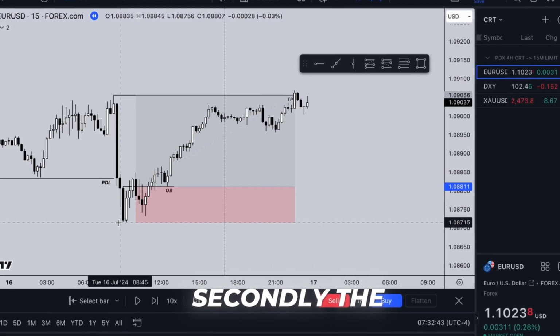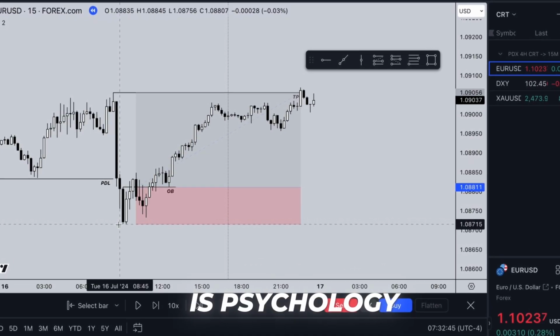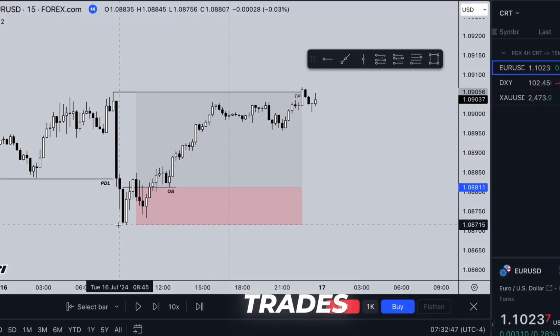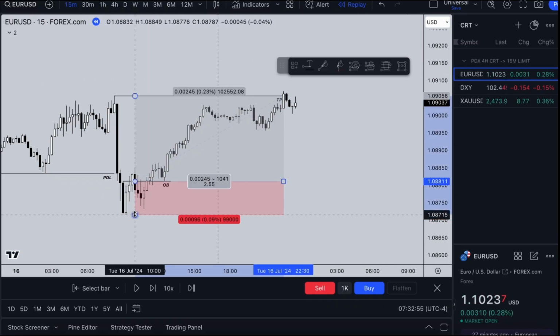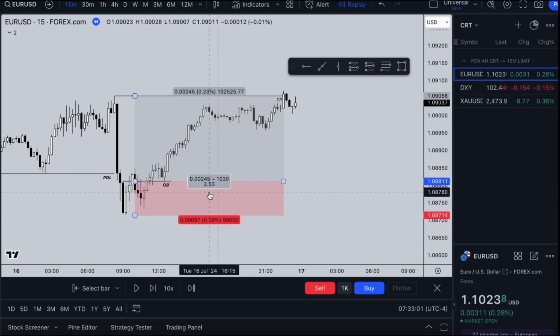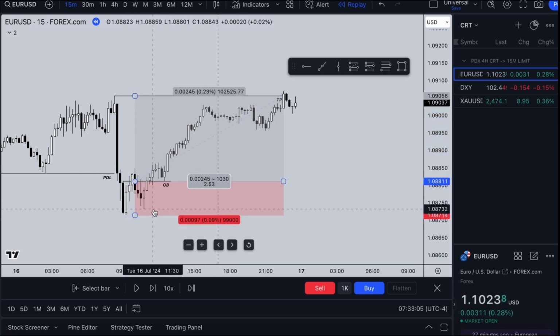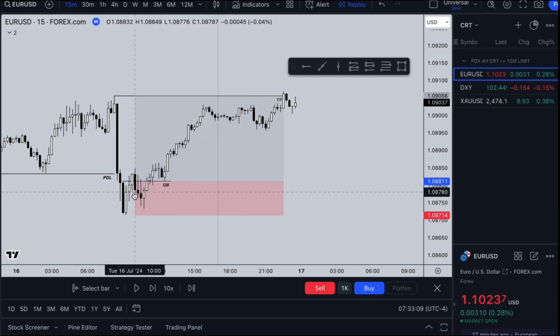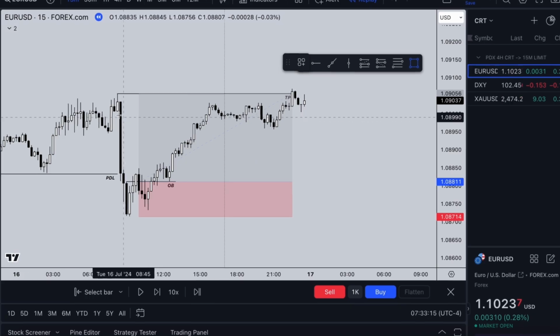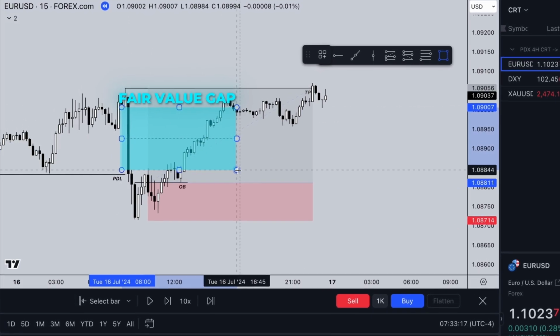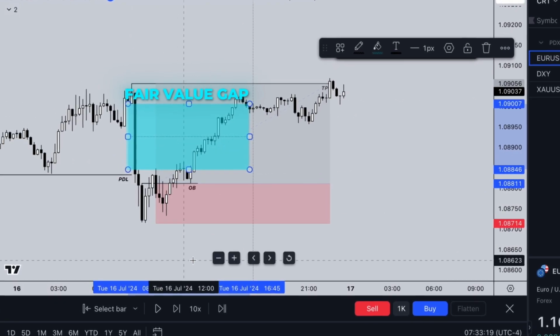And secondly, the main thing I want to talk about is the psychology behind a trade. In this trade here, we went down a good amount. If you were risking 1% on a 100k funded account, you would be down probably around $700-800 here. And at this point, a lot of people might say, oh, he's doing it wrong, there's a massive fair value gap here that we've tapped up into and then come down.